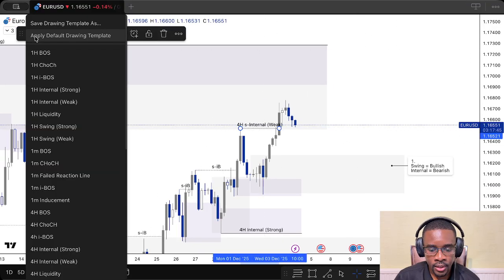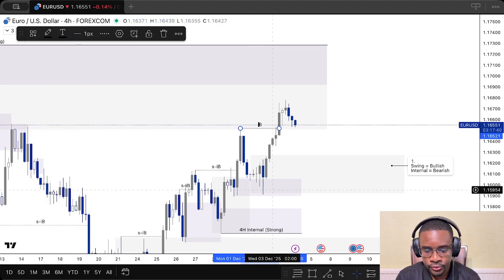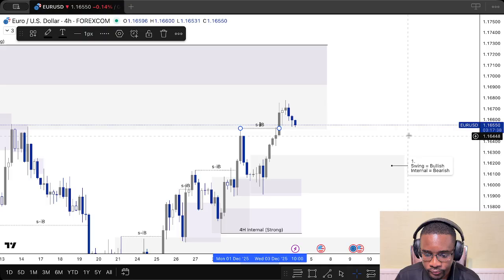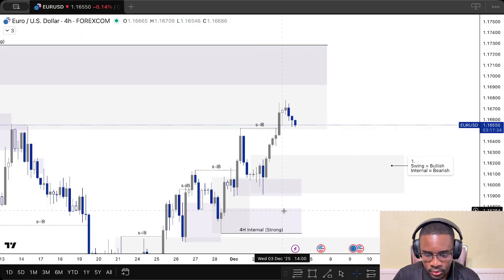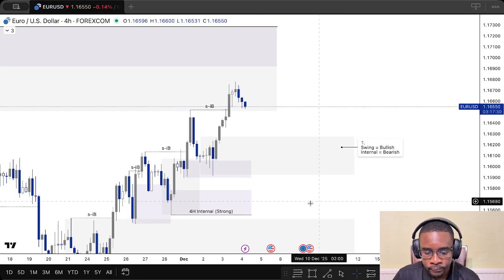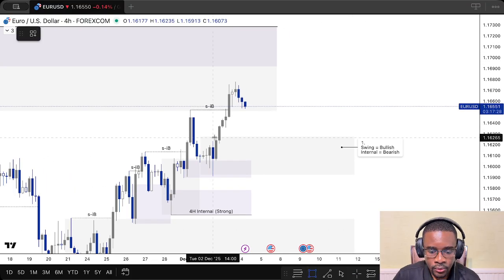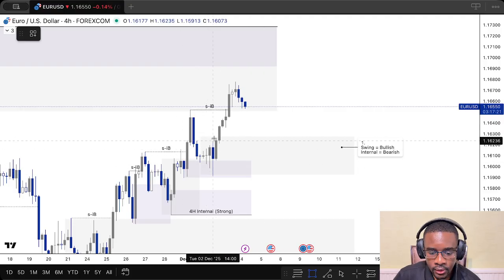And then this becomes our sub break of structure. So as it stands, this is what we're looking at. Within this, we do not have a clear zone to mark, but we do have this bearish candle.